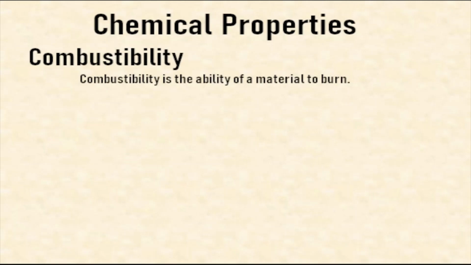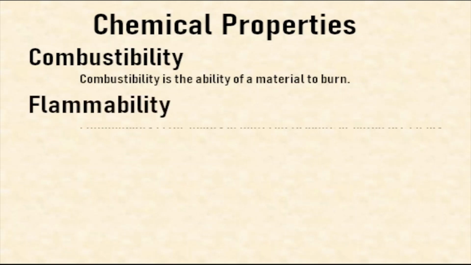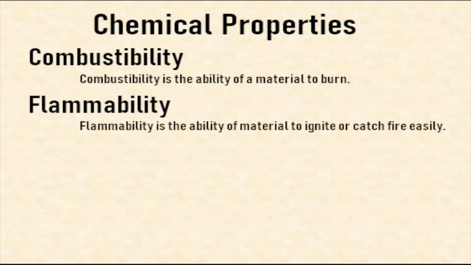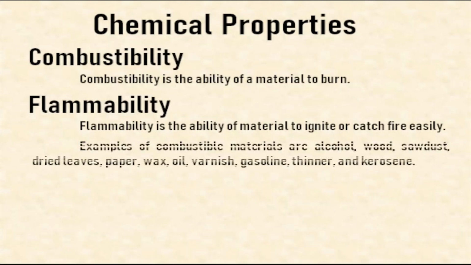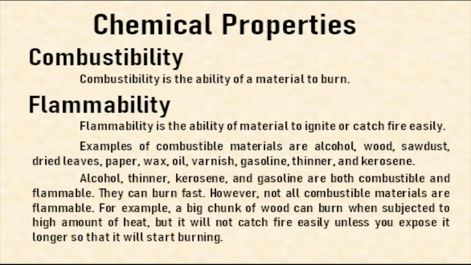First, combustibility and flammability. Combustibility is the ability of a material to burn, while flammability is the ability of a material to ignite or catch fire easily. Examples of combustible materials are alcohol, wood, sawdust, dried leaves, paper, wax, oil, varnish, gasoline, thinner, and kerosene. Alcohol, thinner, kerosene, and gasoline are both combustible and flammable.